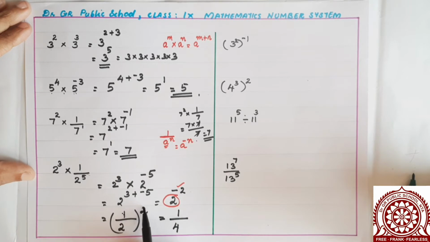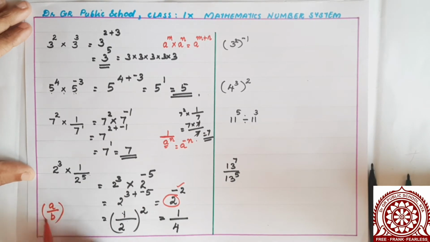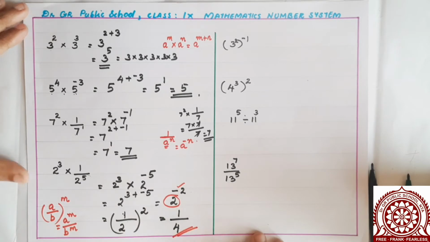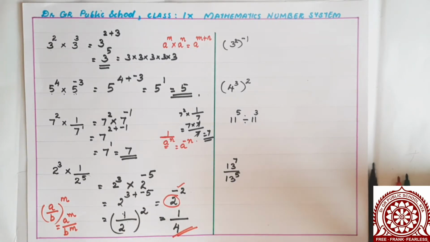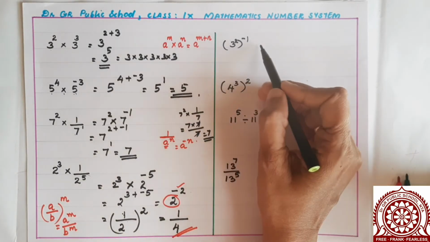Okay. 1 square by 2 square. A by B, that also we have discussed. A by B, the whole raised to m can be written as A raised to m by B raised to m. So here 1 raised to 2 by 2 raised to 2. 2 raised to 2 is 4. So answer is 1 by 4. Okay children. Now come to this question.